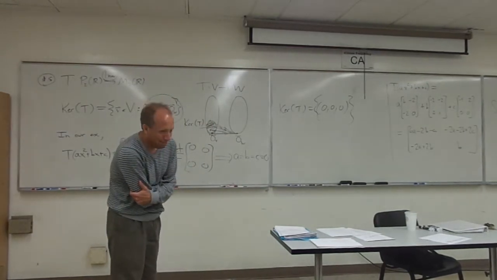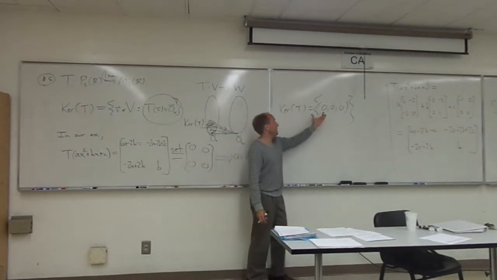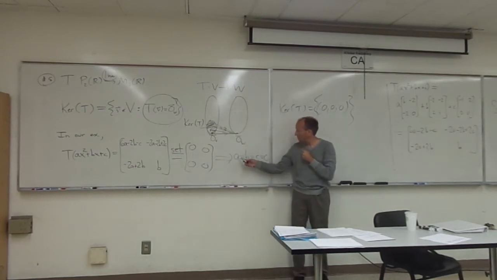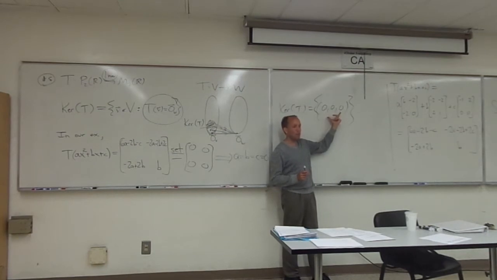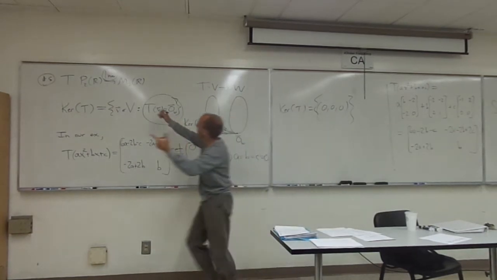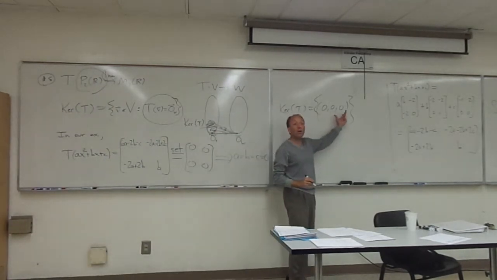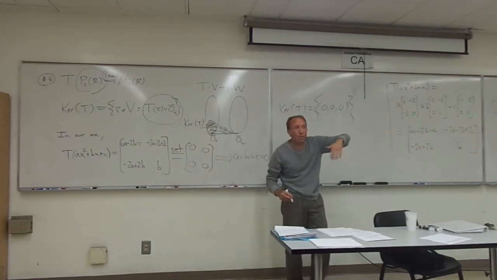And that's not right. Does anybody know what's wrong with saying that the kernel of T is equal to that? It seems like a reasonable thing to do. A, B, and C are all 0, so there you go, right? The problem is, when I write it like this, it is not a polynomial. This is not in my vector space V. This looks like something in R3, right? It's got 3 slots, so it looks like it's in R3.